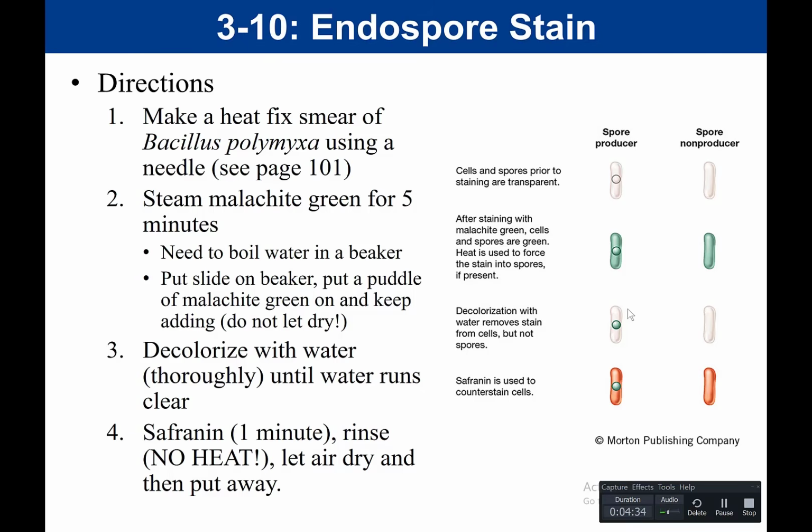Again, you don't have to memorize the time or anything like that, just that you use safranin as a basic stain, and we don't apply heat, and the safranin is going to stain the vegetative cells, so that when you're finished, you end up with red, pink vegetative cells and green endospores. So again, you don't need to know the specifics of the procedure, but you want to understand an overview and how that affects the colors at the end of this experiment.